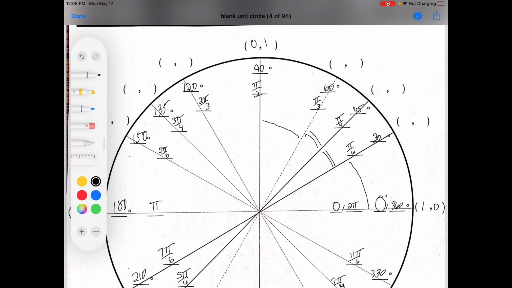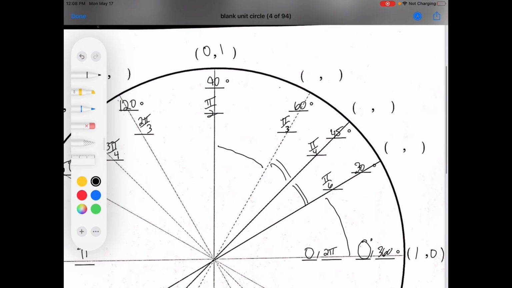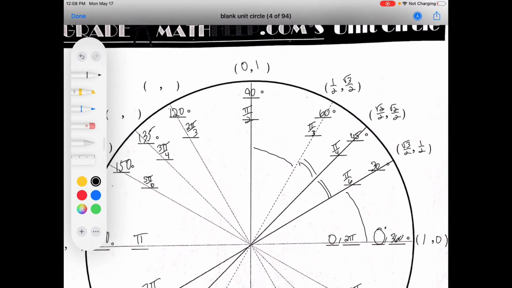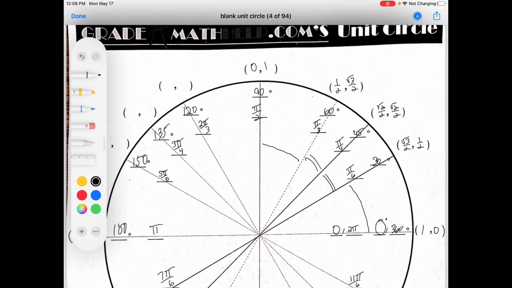Okay, and then these in the middle are based off your special right triangles, 30, 60, 90, and 45, 45, 90. So at 30 degrees it's root 3 over 2, 1/2, and then at 60 it's just flipped, 1/2, root 3 over 2, and then at 45 degrees it's root 2 over 2, root 2 over 2. As long as we got this first quadrant filled out, we can figure out the rest of the quadrants. So let's look at those.